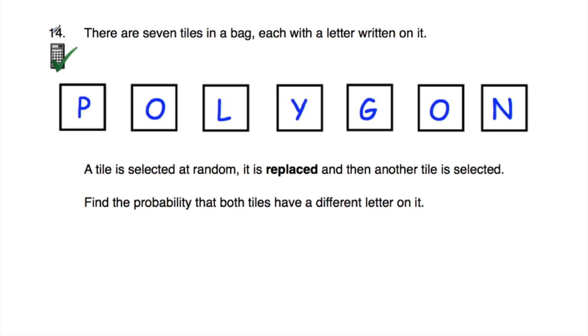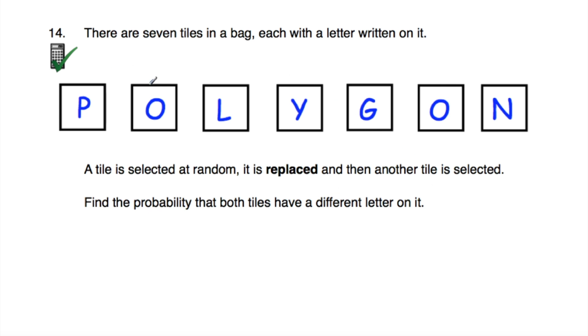Okay, so let's have a look at our next question, question number 14. So question number 14 says there's 7 tiles in a bag and each with a letter written on it. And we've got the letters P-O-L-Y-G-O-N, so polygon, and a tile selected at random and it's replaced. So after it's taken out, it's looked at and then put back, and then another tile selected. So the probabilities are going to stay the same. And then the question says find the probability that both tiles have a different letter on it.